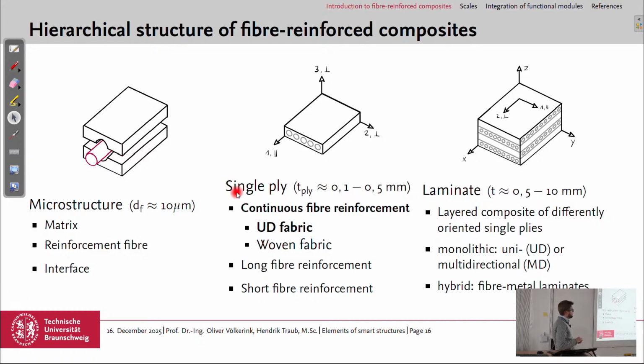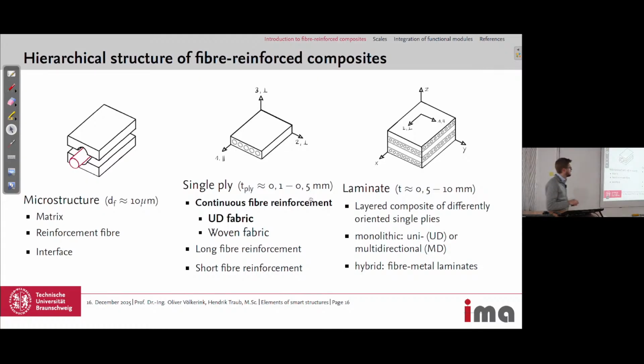Then the next level would be the single ply, which is between 0.1 and 0.5 millimeters in thickness. We can have it as continuous fiber reinforcement with unidirectional fabrics, or non-woven, meaning we have only fibers in one direction. We could also have a woven fabric, so that two directions are woven into each other, in this direction and in this direction, for example. And we can also have long and short fiber reinforcements.